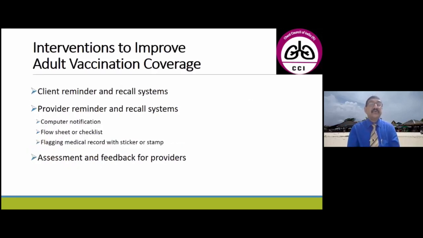What are the interventions to improve adult vaccination coverage? What are the pitfalls? What are the drawbacks? Why is it not getting implemented correctly in our country or globally? Number one, there is a client reminder and recall system. The patient forgets when he or she has taken the last vaccination. Even as a bridging clinician, you cannot follow the patient regarding vaccination. For that, proper documentation is required. Electronic medical records are required. So there should be a computer notification, flow sheet or checklist, flagging of medical records with stickers or stamps.